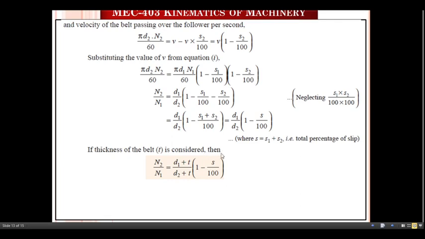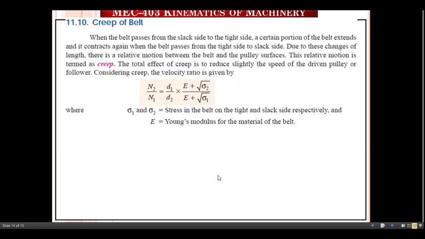If you consider the thickness of the belt, then we get the relation N2 by N1 equals (d1 plus t) divided by (d2 plus t) into (1 minus S divided by 100). Here d1 plus t and d2 plus t come into the picture.